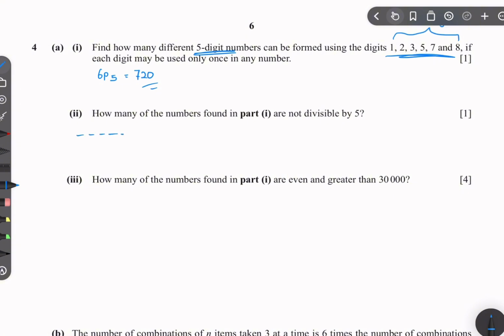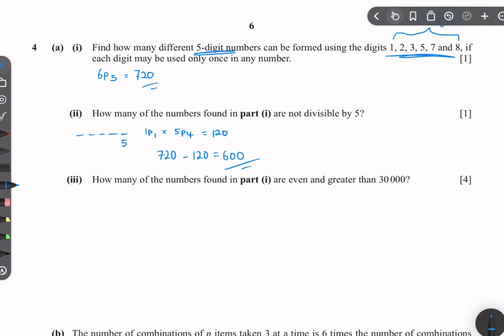Okay, so we have a 5-digit number, and the last digit must be 5. So this will be 1P1. And then for the rest of the slots, it will be 5P4, because there's only 5 numbers left after using 5, and we need to fill in 4 slots. So this will give 120. And then we take the total possible numbers that can be formed, which we found in part 1, which is 720, and then minus 120. And then we will get 600.